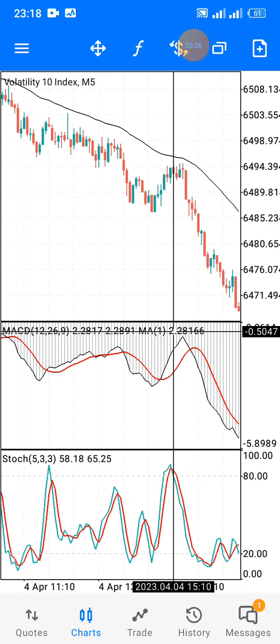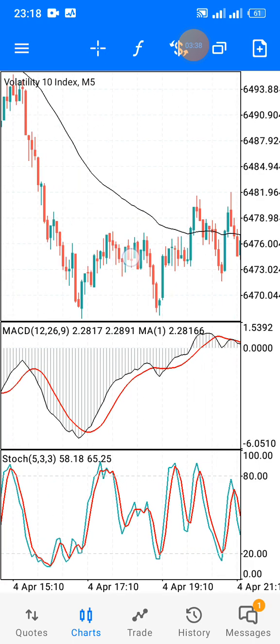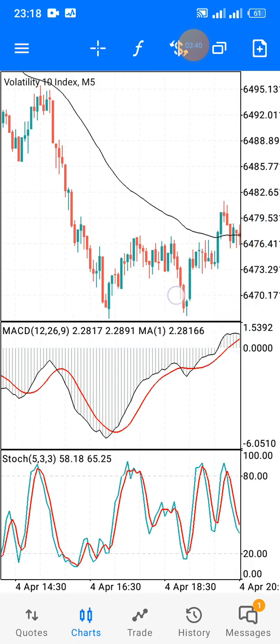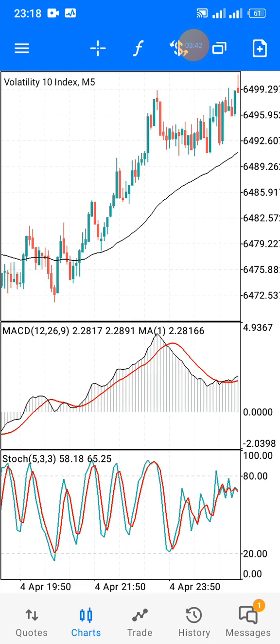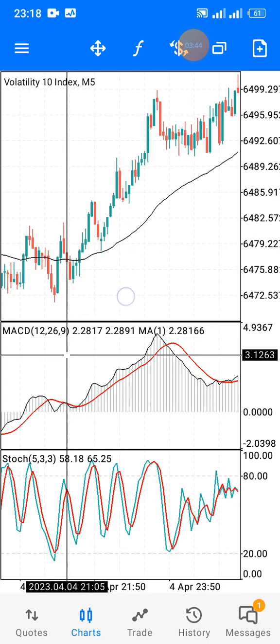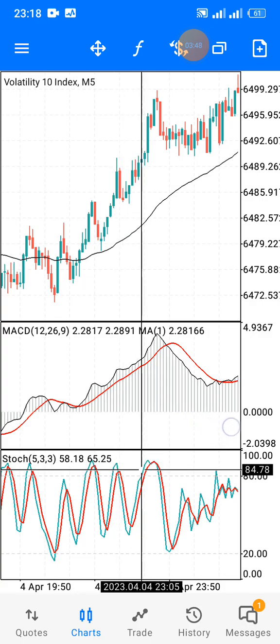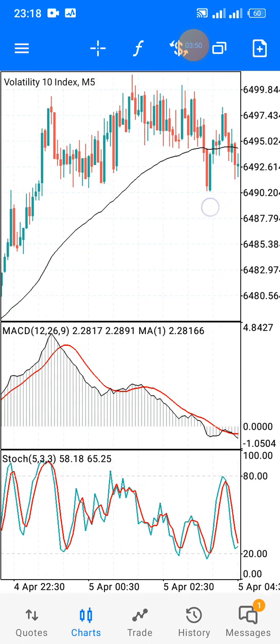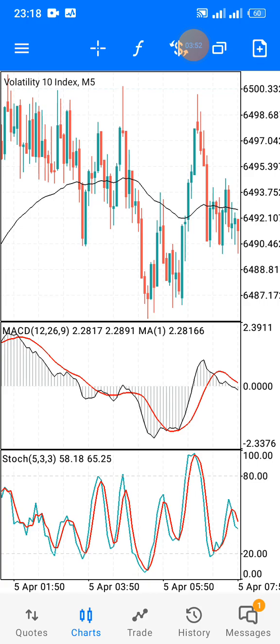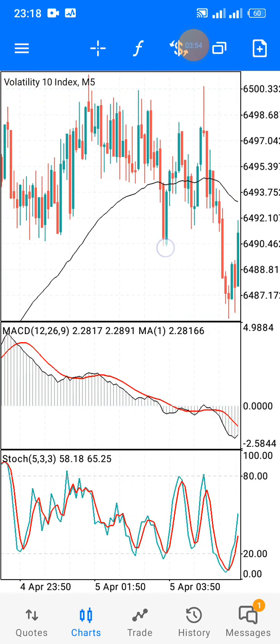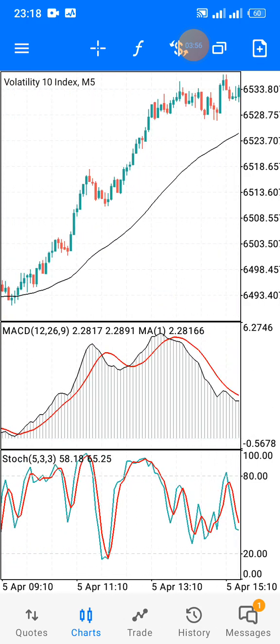So that's how simple it is. For us to get even faster entries, you use the stochastic oscillator. So how do you know when exactly to enter? As you can see, the stochastic has many crosses.